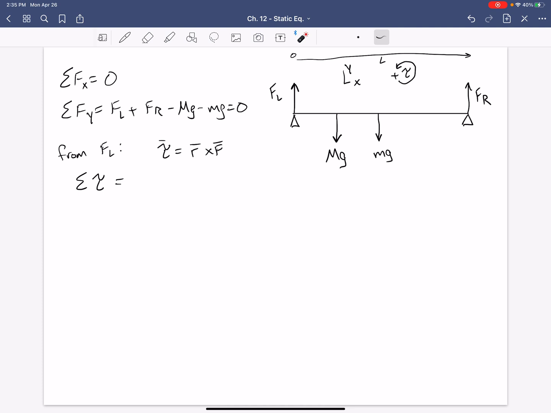So, if we choose from this point, remember, right there, what's the R value for FL? It's 0, right? It's 0 because there is no torque when you calculate a torque from the point that the force is being applied, right? R is 0 because that's where the force is applied, right? So we don't even need to consider FL in our torque equation now, because that's our hypothetical axis location.